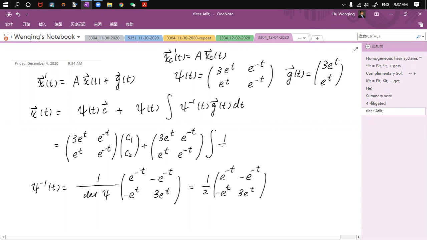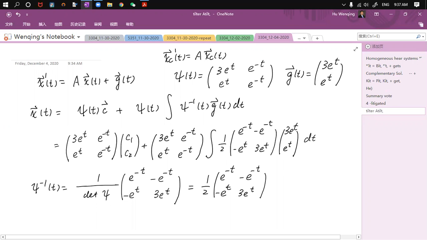So therefore, this inverse matrix is just e power minus t, minus e power minus t, and minus e power t, and 3 times e power t. So that's going to be this matrix. Then you're going to multiply by 3 times e power t as well as e power t, dt. So that's what you're going to calculate.